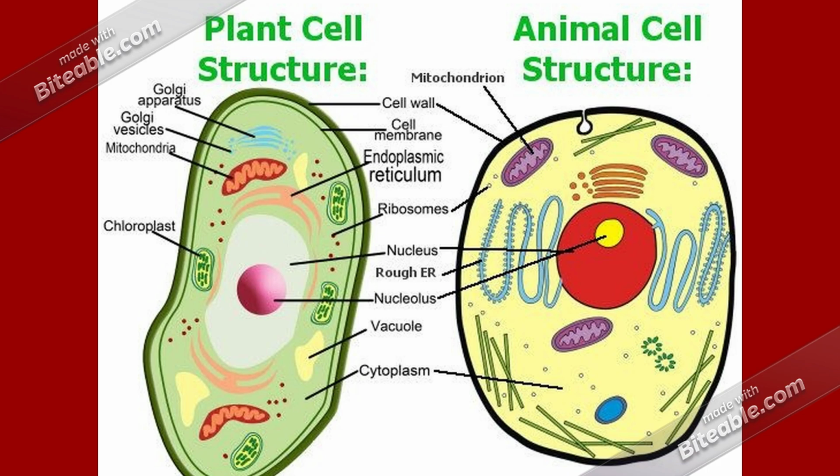Now, the smooth ER performs a process called detoxification, which is a process by which harmful substances are converted into harmless substances, and it also plays a role in making steroids and fats.